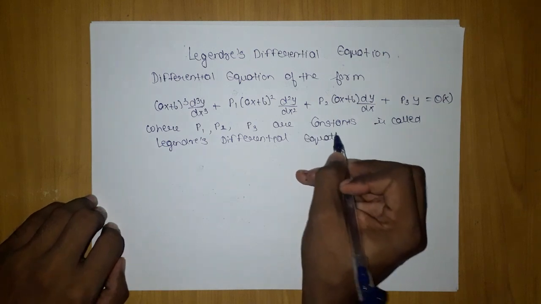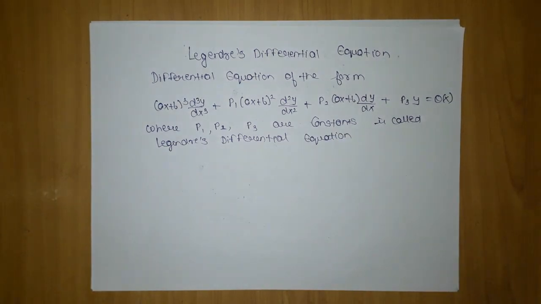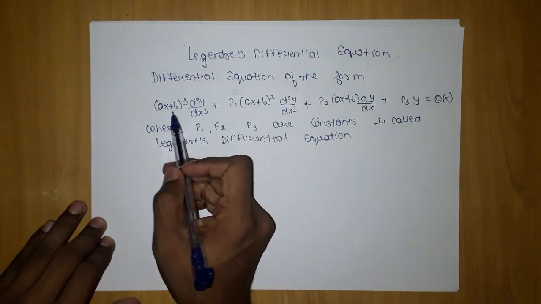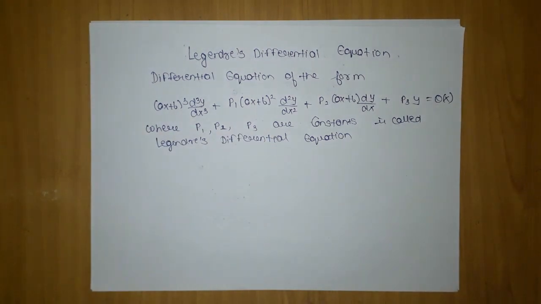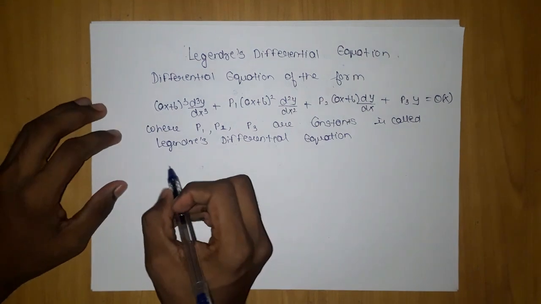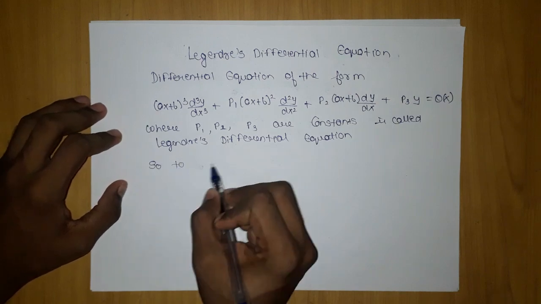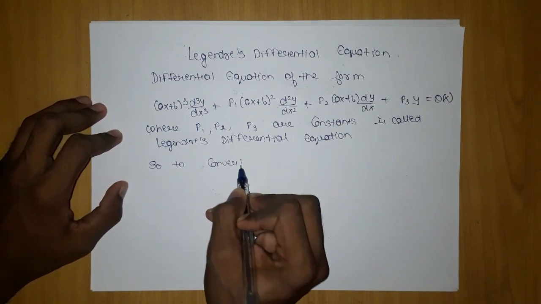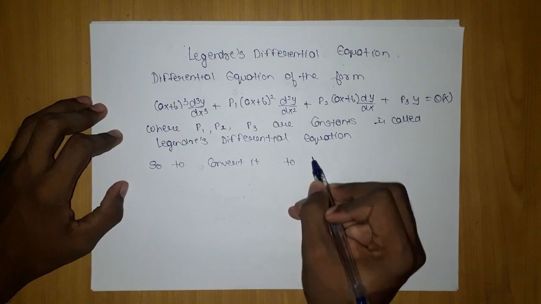Now if you remember the Cauchy differential equation, there was x instead of this. So the only difference you will observe is that the equation format is the same, but instead of x it is replaced by ax+b. Now let's see what substitution we have to do to convert it into a higher order linear differential equation with constant coefficients.